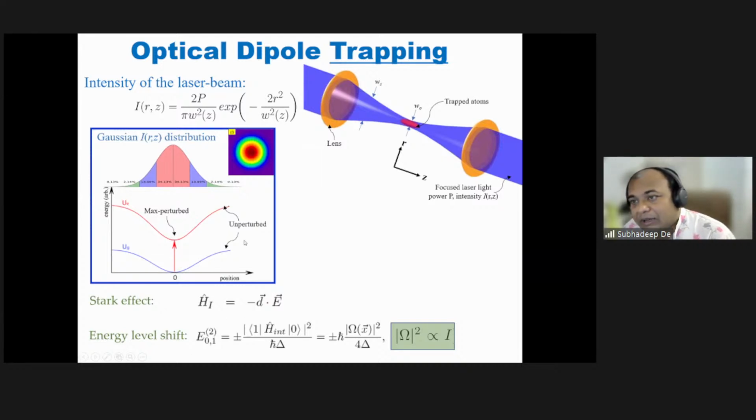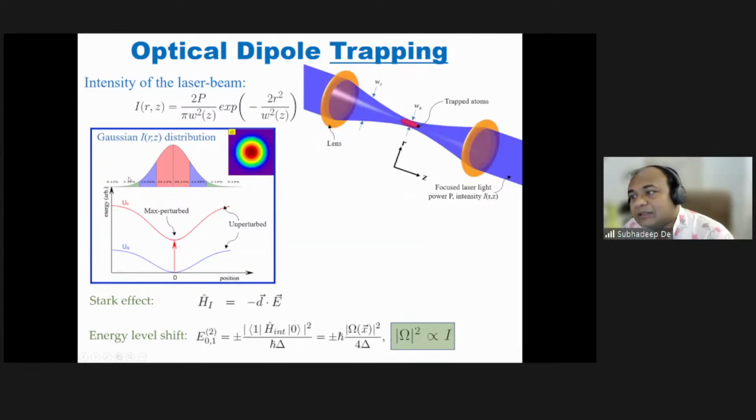And the shift of the energy levels can be written as this Hamiltonian squared, this matrix element squared. And since it's in terms of energy, it's divided by h bar times delta. Delta is the detuning from the resonance point. Basically, you can see the shift is proportional to Omega squared. Omega is called the Rabi frequency, and the Rabi frequency is proportional to intensity. So in a nutshell, the shift of the energy level is proportional to the intensity of the laser.